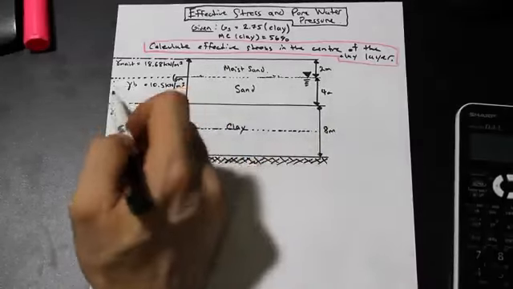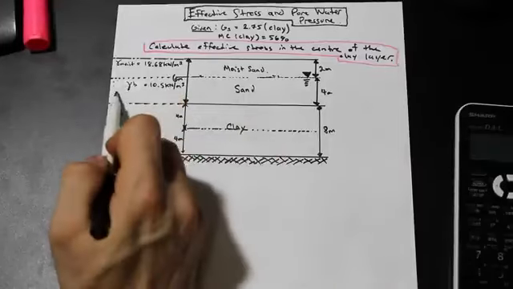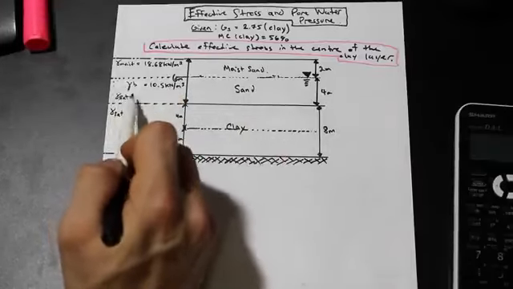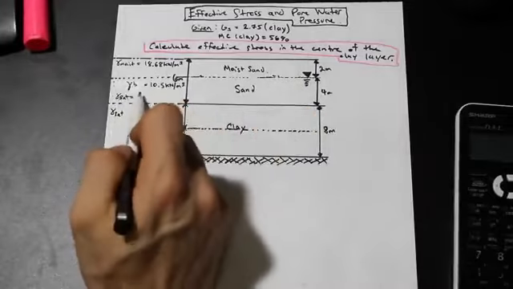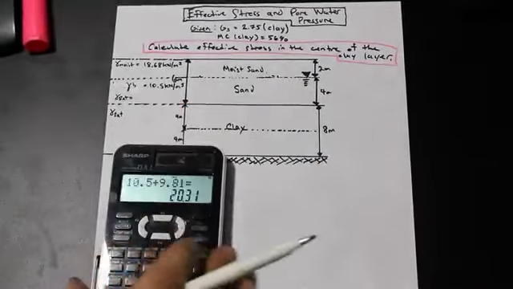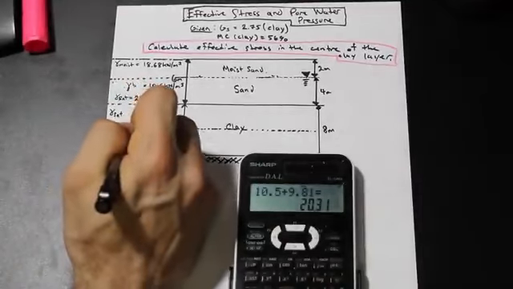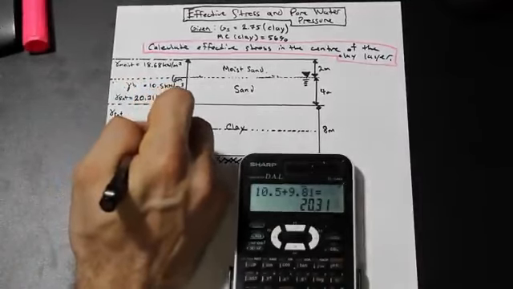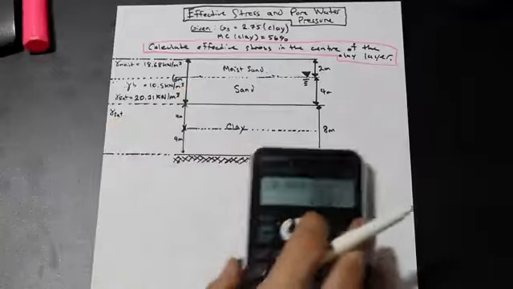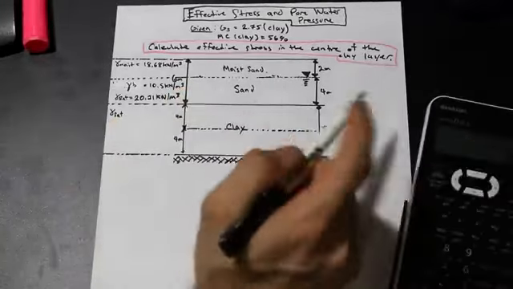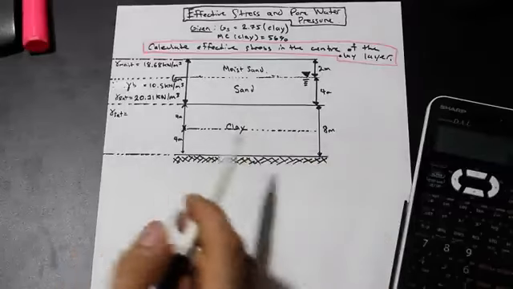So let's go ahead, and gamma saturated for the sand is easy. We'll start with that. We're just going to add 9.81, or gamma water. So let's go ahead and do that. So we have 20.31 for the gamma saturated. So this is always the first step when you're finding effective stresses, is find the unit weights that you need. Now let's find, for the clay, let's come down here.